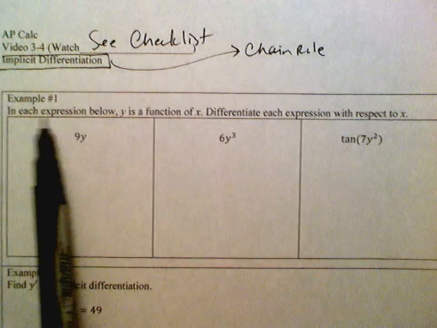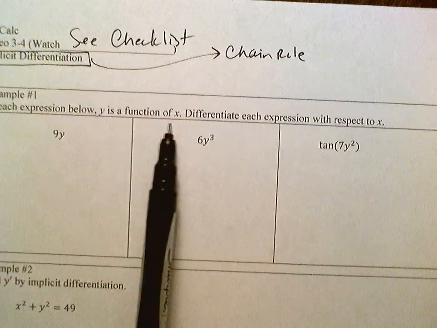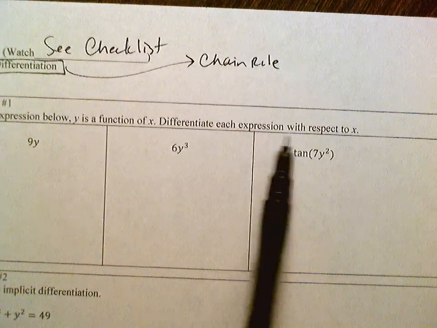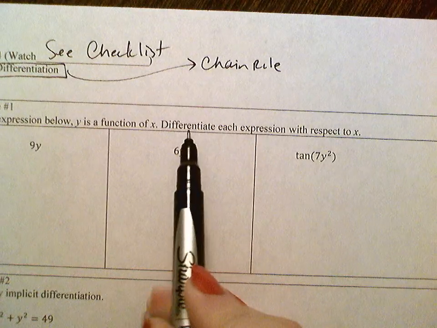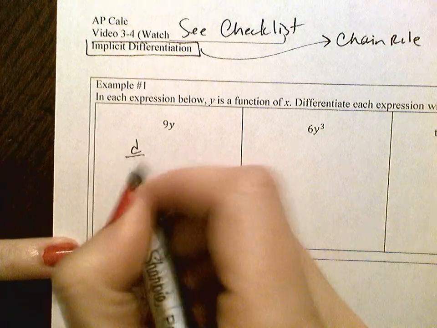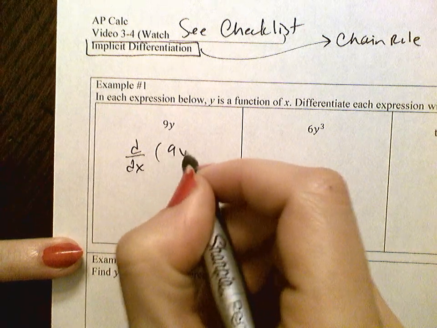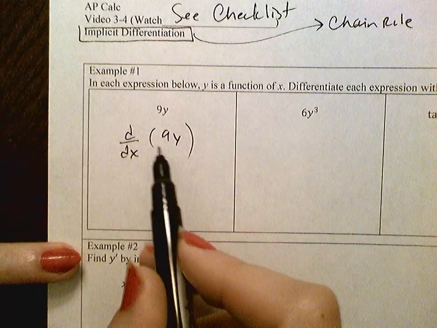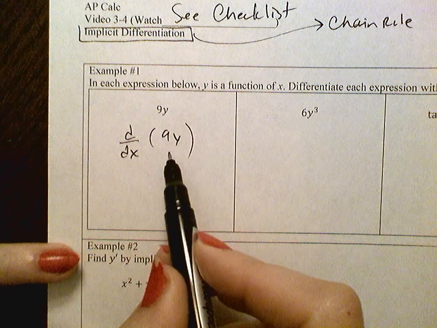But anyway, in each expression below, y is a function of x. Differentiate each expression with respect to x. So differentiate means take the derivative. So I need the derivative with respect to x of 9y. So you look at the function you're taking the derivative of.